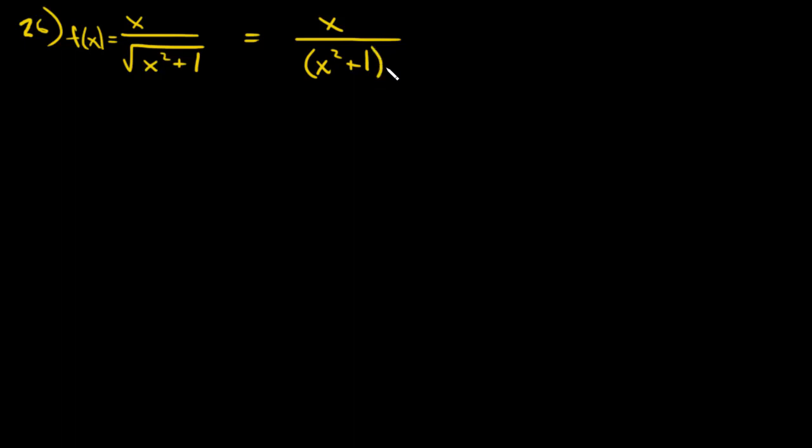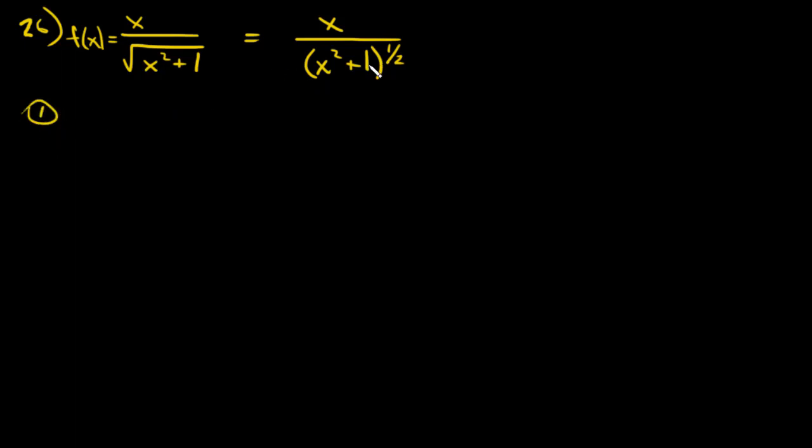So the f of x was equal to x over root x squared plus 1. Okay? Now, I'm going to rewrite this as x over x squared plus 1 to the 1/2 power, just because that's going to make my differentiation a lot easier. So first off, let's start with step 1.